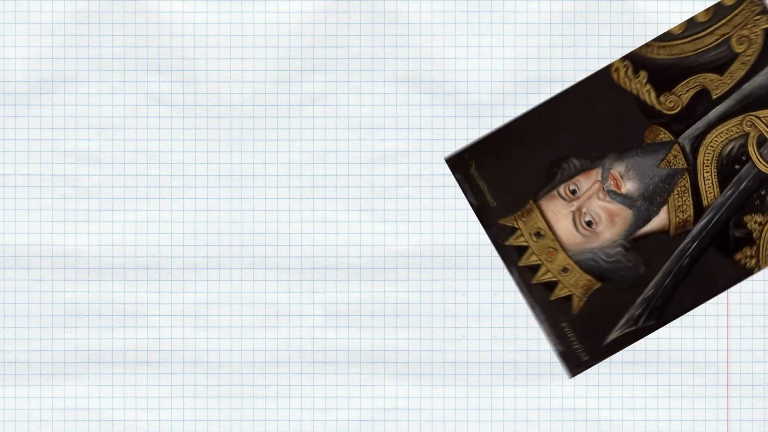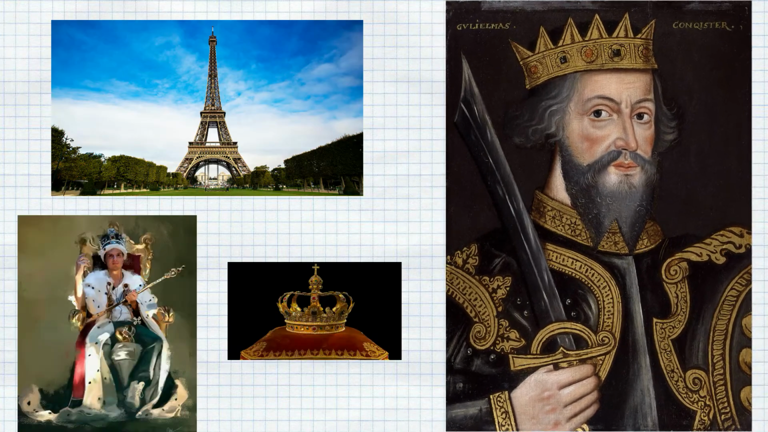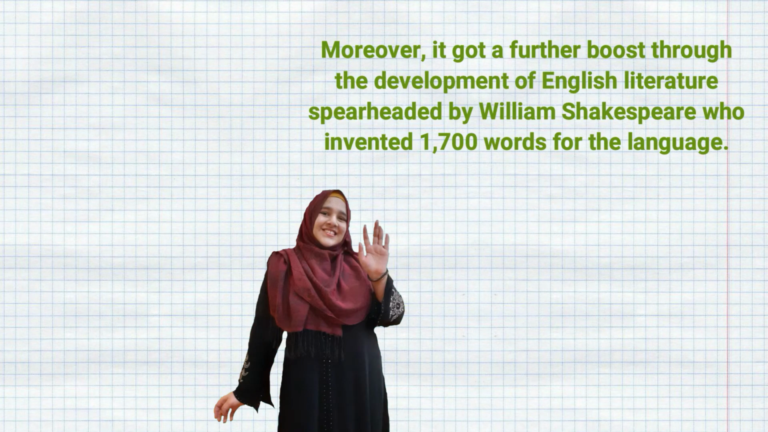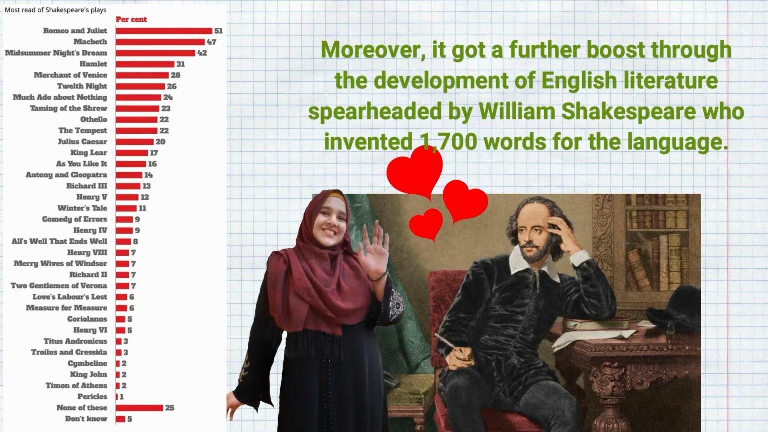However, the real transformation of English came with the arrival of William the Conqueror from Normandy, who established French as the language of royals and powers in the year 1066. Thus, by adopting and adapting French words, the English language became more sophisticated. Moreover, it got a further boost through the development of English literature by William Shakespeare, who invented over 1,700 words for the language.